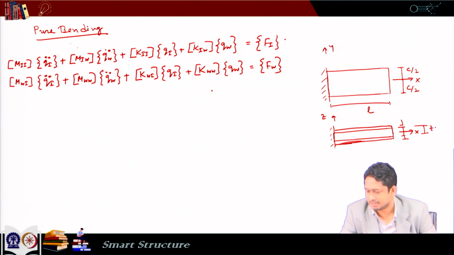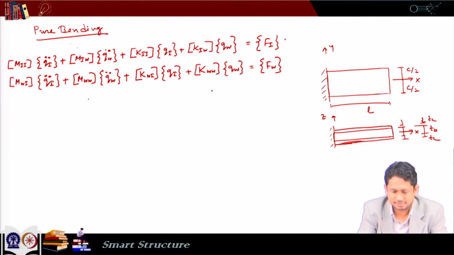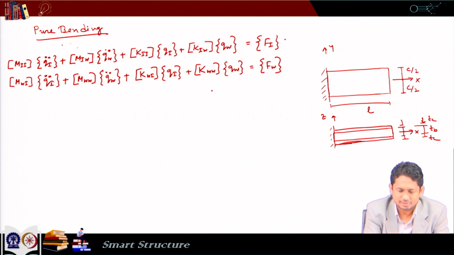So let us assume that our thickness of the laminate is TB and thickness of the two patches are TC, and the laminate is symmetric. So this is the ordinary differential equation that we derived considering the Rayleigh-Ritz technique. So we are solving it using the Rayleigh-Ritz method.